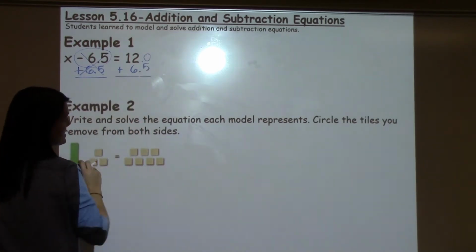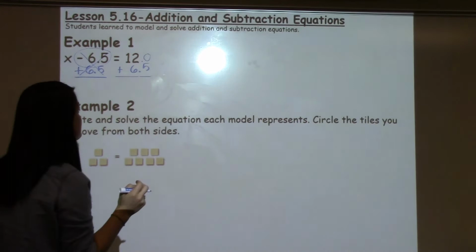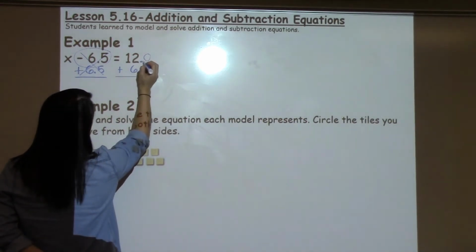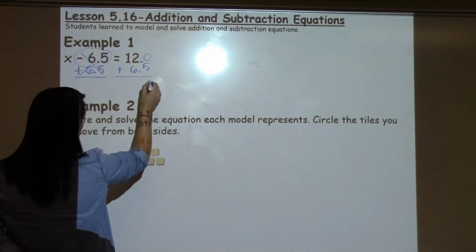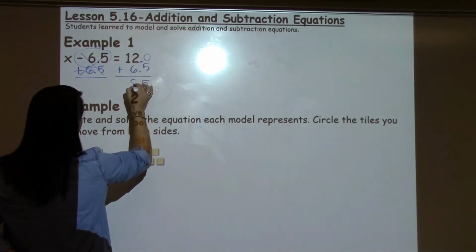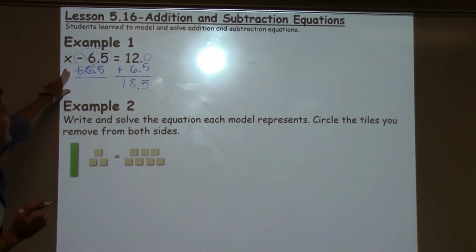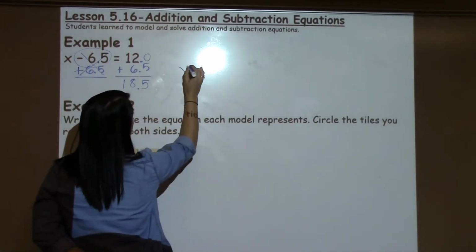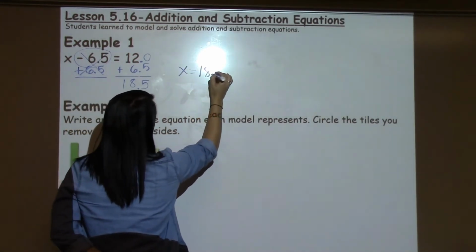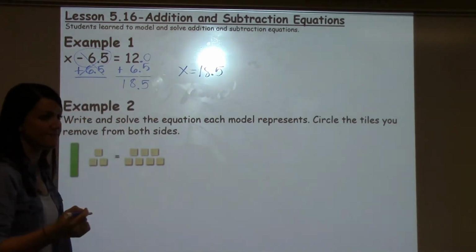Remember, when we are working with the decimal, we always need to line up the decimal points, and there's always an imaginary decimal after a whole number. So I have 18 and 5/10. All that is left on this side of the equation is x, so I know that my final answer is x equals 18 and 5/10.